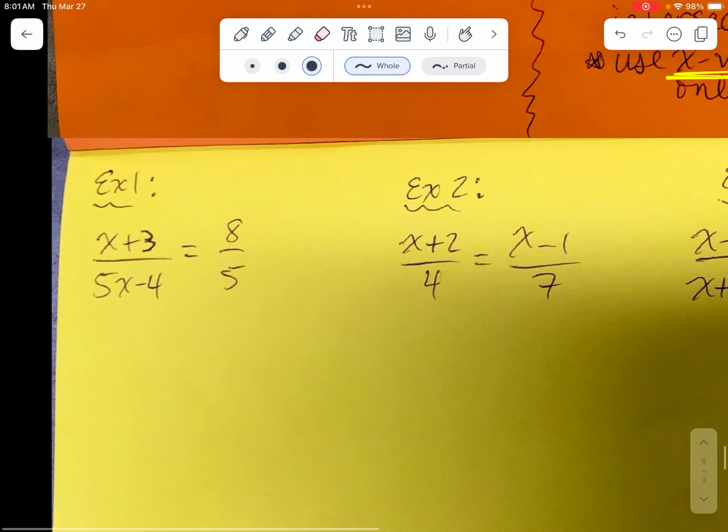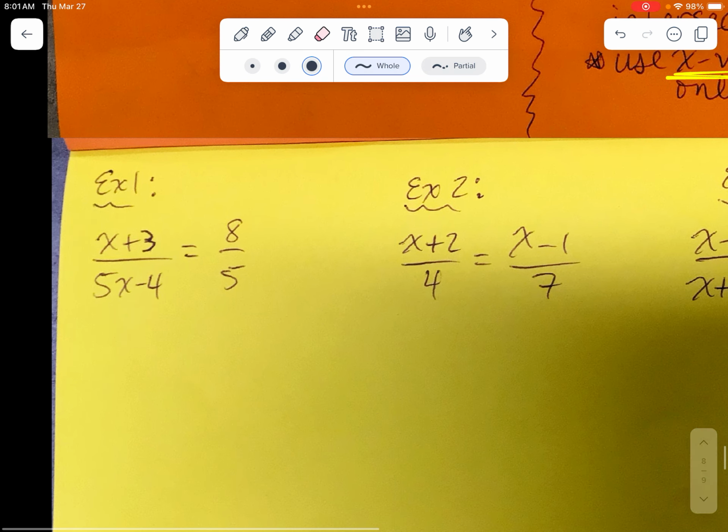So we have one fraction equal to another. We are simply going to cross multiply. It doesn't matter who you cross multiply first. I'm going to do the 5 times the x plus 3. So we're going to distribute: 5 times x is 5x, and then 5 times 3 is 15. Once you do your first cross multiplication or distribution, then you set that equal to your second cross multiplication or distribution. So we're going to do 8 times 5x, which is 40x, and then 8 times negative 4, which is negative 32.